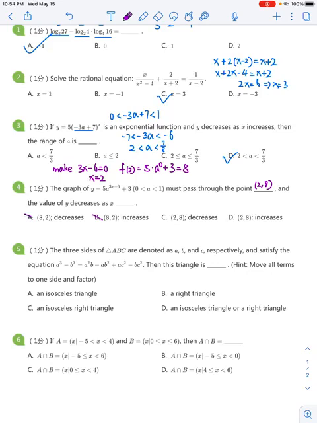And then because we know the base is larger than 0 but less than 1, the value of y will decrease as x increases. So we will also choose the answer choice D.